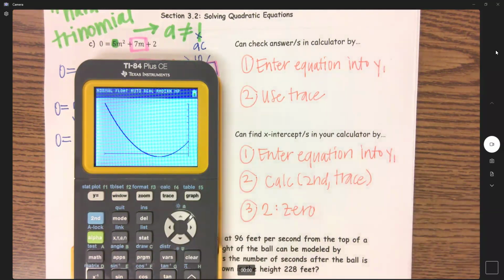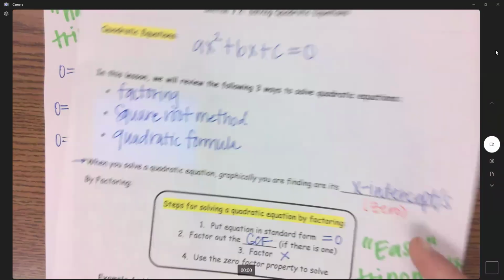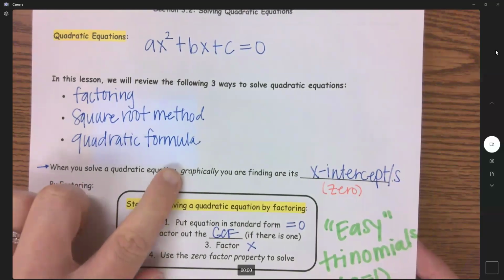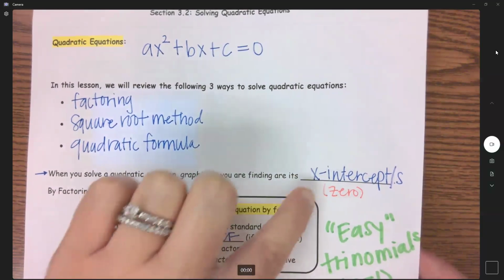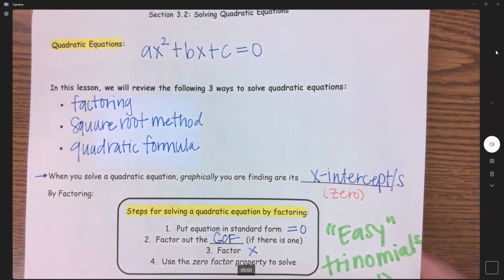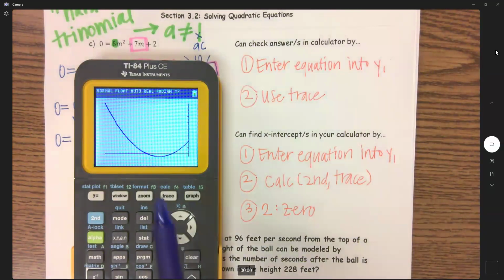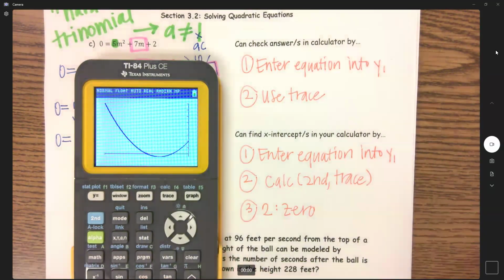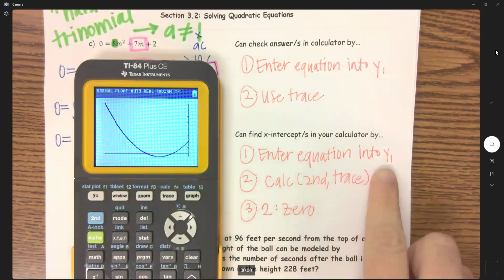We talked about in the very first video that when we're solving a quadratic equation, graphically what we are finding are our x-intercepts, which your calculator is going to call zeros. So here are my two x-intercepts representing my two numbers here. So we've already entered that into our equation.